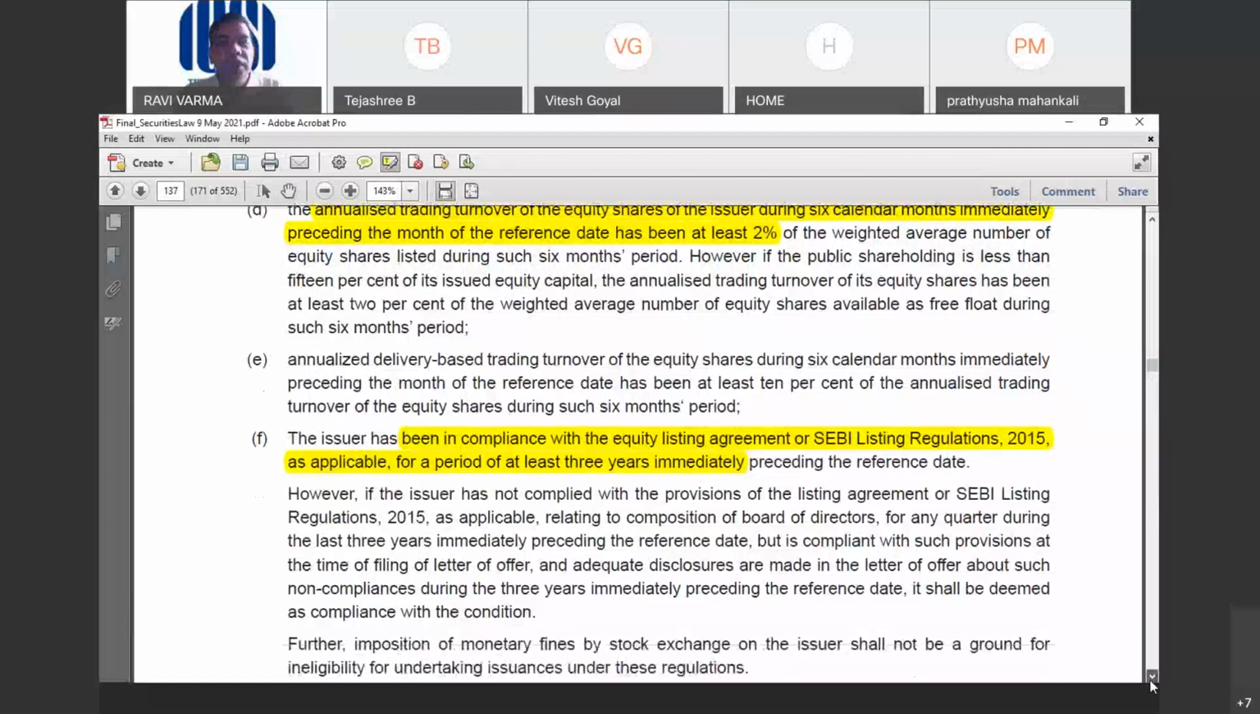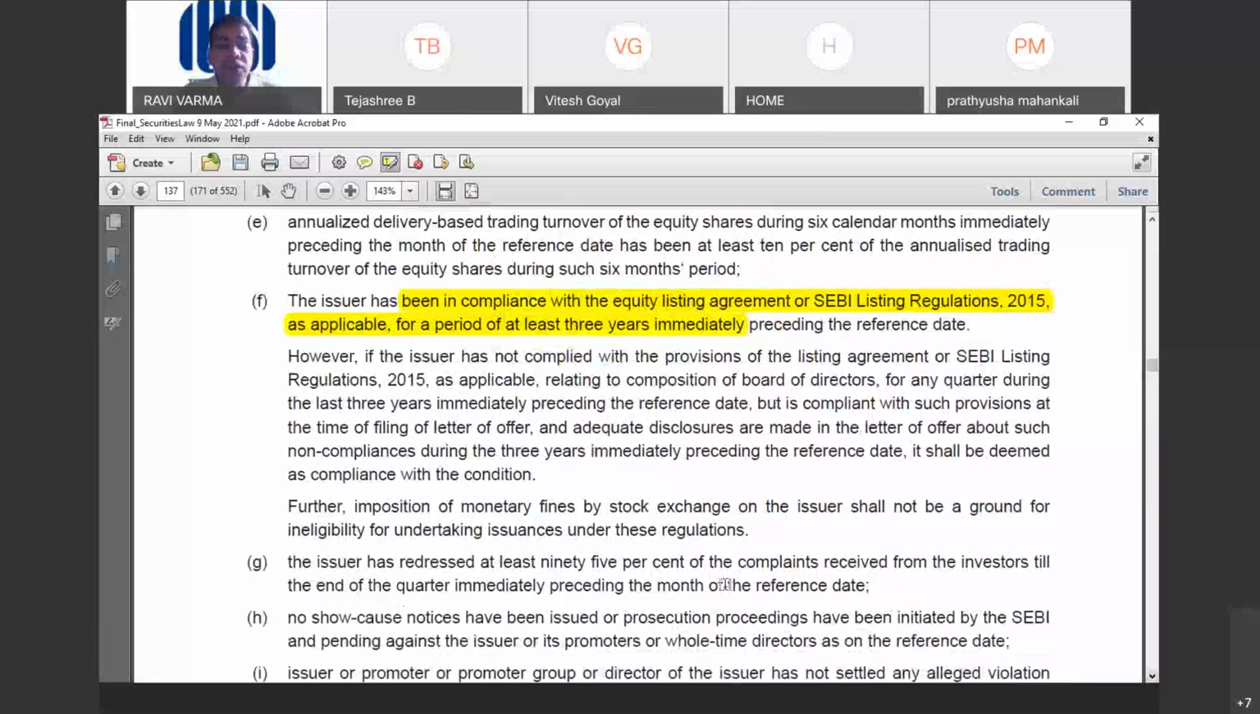Okay. So the company should be in compliance, the company should have resolved the investors' grievances, and no show cause notice should be pending against the company or have been initiated by the SEBI against the company. There are many conditions, out of which we will just remember 6-7 points so that we can present an answer very well in the exam. 3 years listed, compliance with the listing agreement and the LODR, promoters' shares completely demat, annualized trading turnover of 2%, market cap, 95% of investor grievances resolved, and no show cause notice against the company. Right, so if you satisfy all these conditions, then you can go for the fast track FPO. That means you can come with the FPO without filing the offer document.